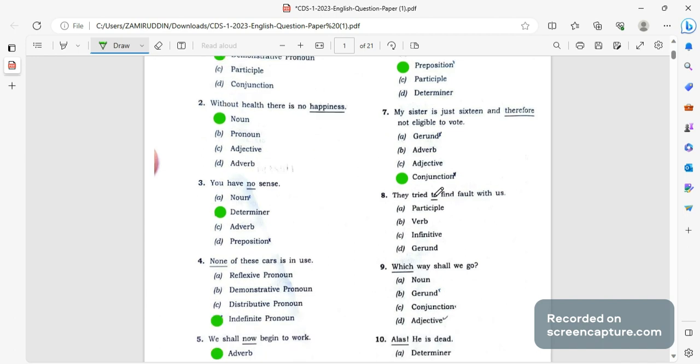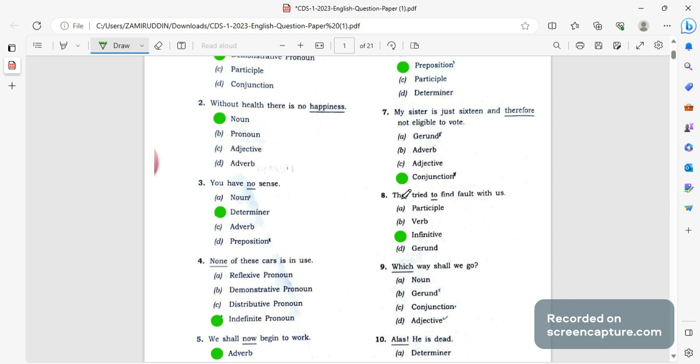They tried to find fault with us. Tried to. So "to" is an infinitive. Here we are using an infinitive. It is not a verb, neither is it a gerund, nor a participle. As you can see, the only option left is infinitive. It could be something else too, but out of the options that we have, we can go for infinitive. So when you get this kind of question in your paper, try to eliminate the options which cannot be true.